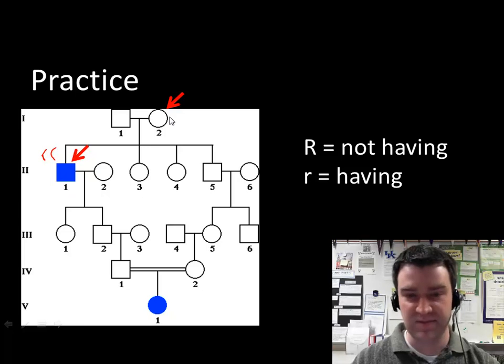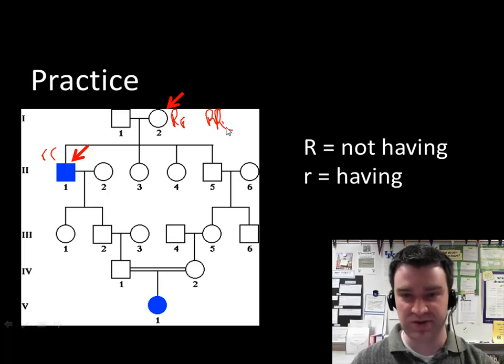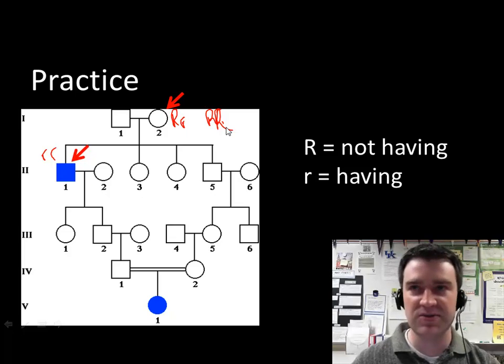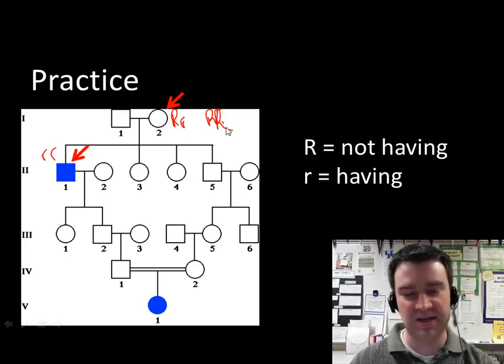But what about his mother? His mother potentially could be 2 different genotypes. Potentially she could be heterozygous or she could be homozygous dominant, and not have the trait as she shows. And then what we need to do sometimes when we get questions like this is we need to puzzle it out.